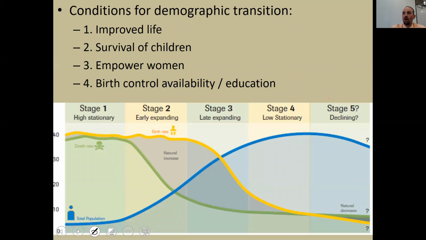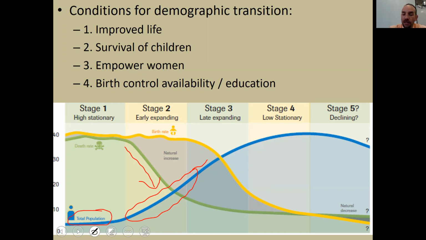Here's one more look at it and why demographic transition happens. Follow the blue line as you move through this, right? Stage 1, high birth, high death. Population is not really moving that much. It might be increasing a little bit. Now we start to drop our death rate. So notice what happens with our overall population. Less people are dying, still a lot of births. So the population is going to go up.